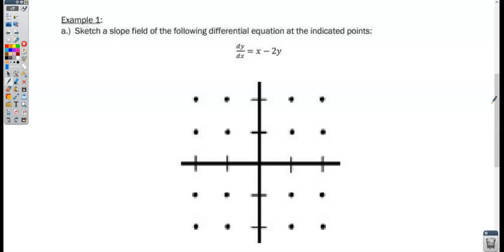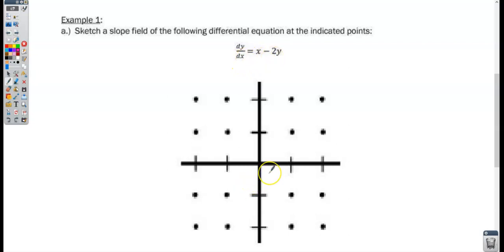So let's take a look at how, and this is one of those things that doing it is actually pretty simple, as long as you know what's going on. So we're sketching a slope field. We're given the differential equation dy dx equals x minus 2y. And we're given a bunch of indicated points on our graph here. At these points, we are going to place a little hash mark representing the slope, which we're going to get from this differential equation.